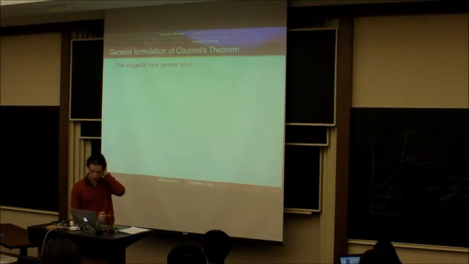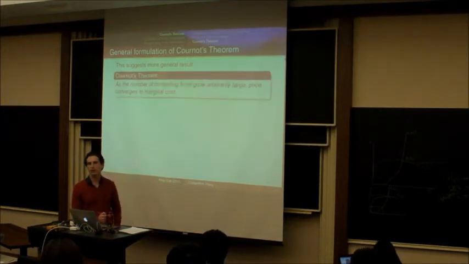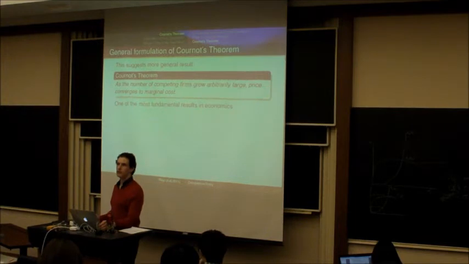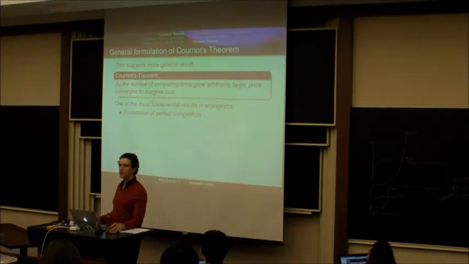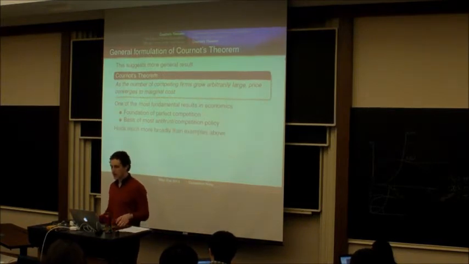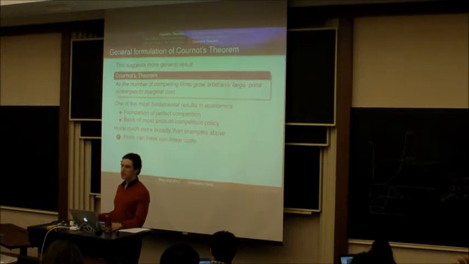Okay, so these are both examples of a more general result called Cournot's theorem. As the number of competing firms gets arbitrarily large, price converges to marginal cost. This is one of the most fundamental results in economics, probably the most fundamental result in industrial organization. It's the foundation of everything that we were doing about perfect competition in the first half of the term, because this is why firms act as price takers. Price is equal to marginal cost because all firms are a small part of the industry. And it's the basis of most antitrust and competition policy, and it holds much more broadly than the examples above.